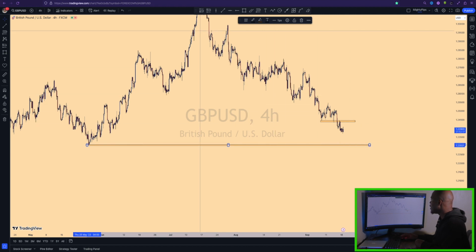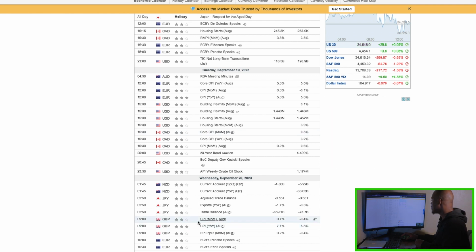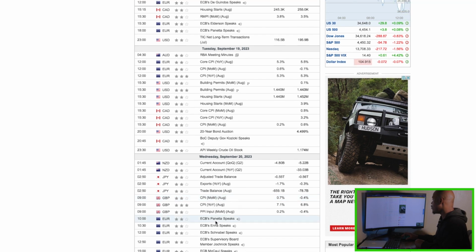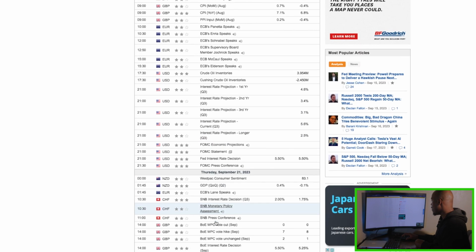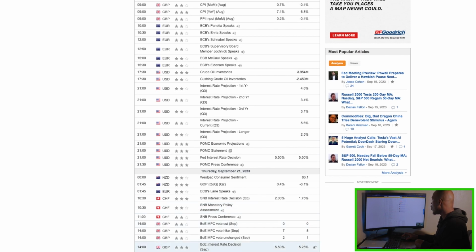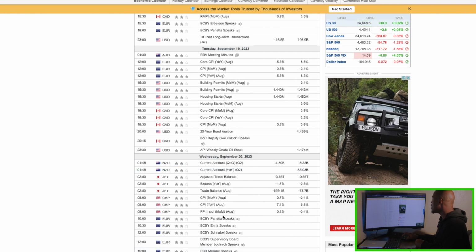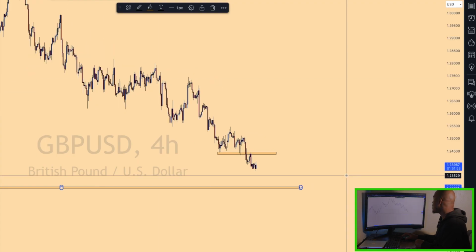That is if the economic calendar allows, because we have GBP CPI news on Wednesday. We have CPI news for GBP on Wednesday, and we also have the interest rate decision for the Bank of England on Thursday. So that is going to affect GBP USD and GBP JPY. So you should be careful with those pairs as you trade them.